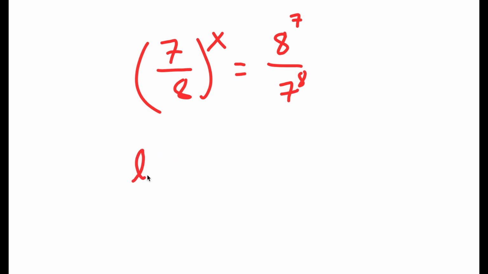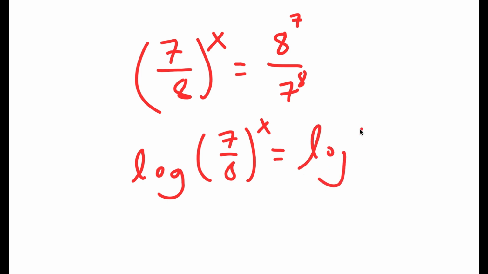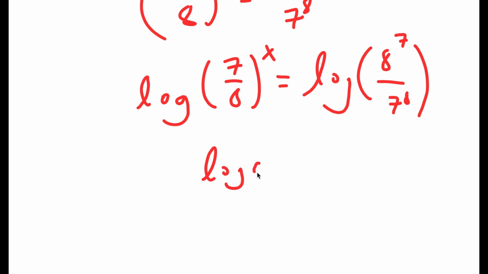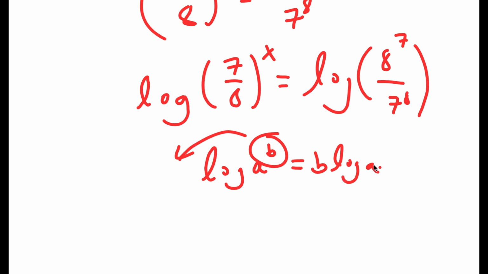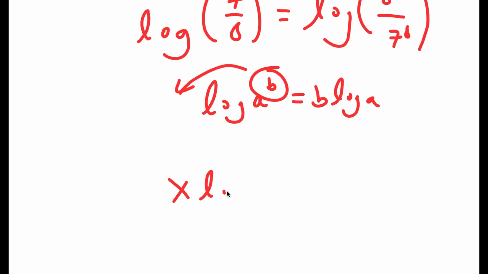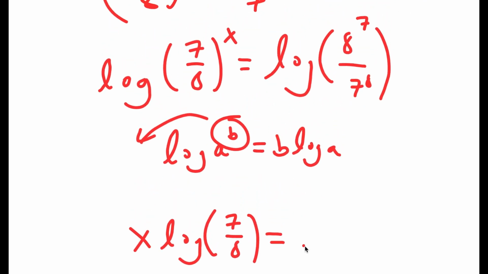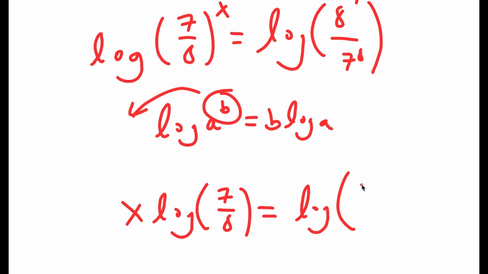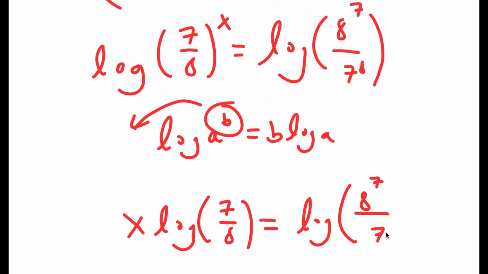Now I'm going to take the log on both sides, so I get log of (7 over 8) to the power of x is equal to log of 8 to the power of 7 over 7 to the power of 8. Now if I have something in the form log a to the power of b, I can move this exponent b to the front, so it's going to equal b times log a. So in this case, I get x times log of 7 over 8 is equal to log of 8 to the power of 7 over 7 to the power of 8.